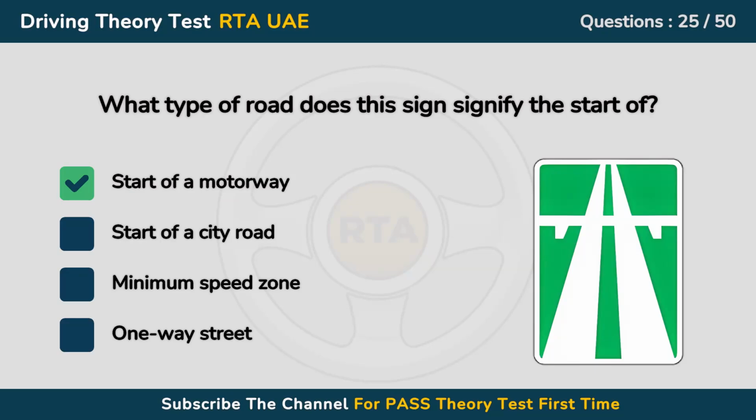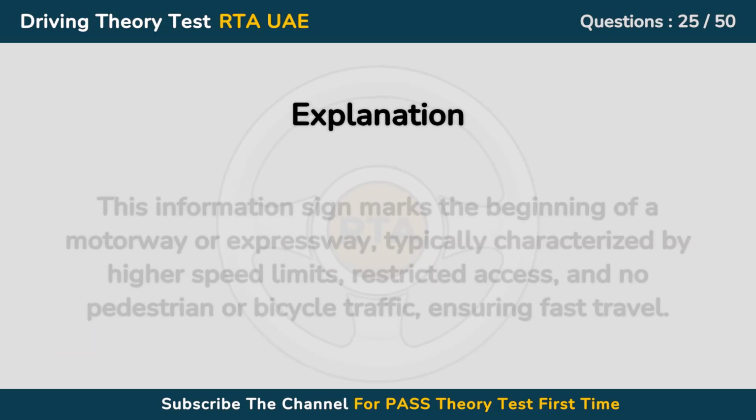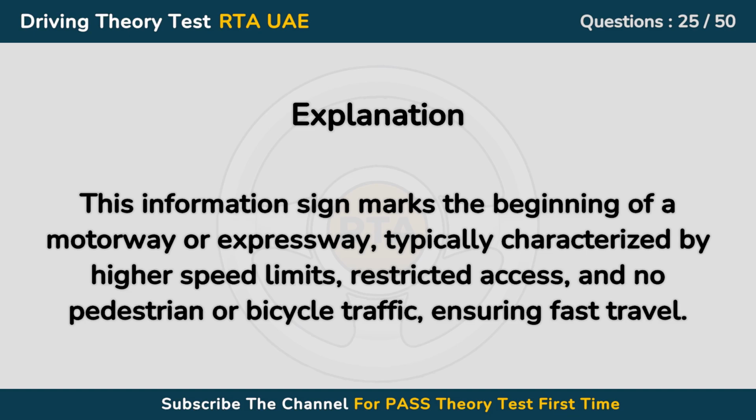Answer is A. Start of a motorway. This information sign marks the beginning of a motorway or expressway, typically by higher speed limits, restricted access, and no pedestrian or bicycle traffic, ensuring fast travel.